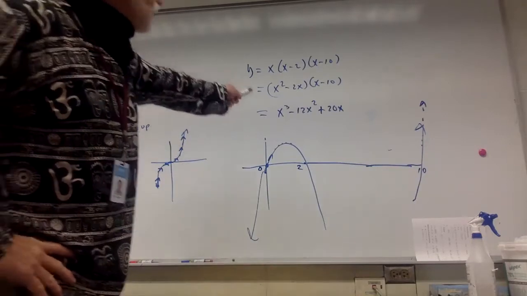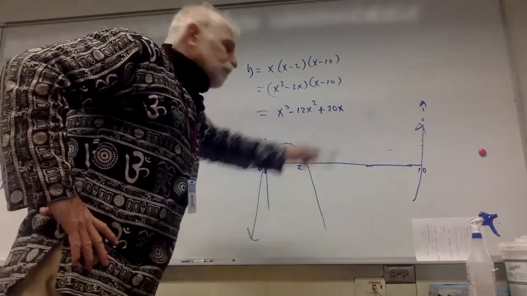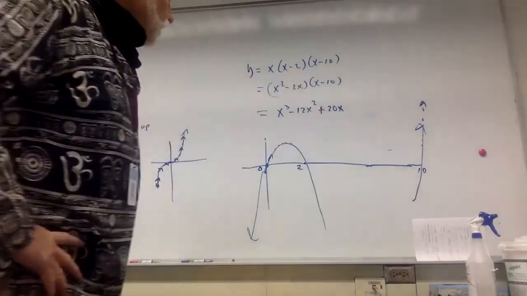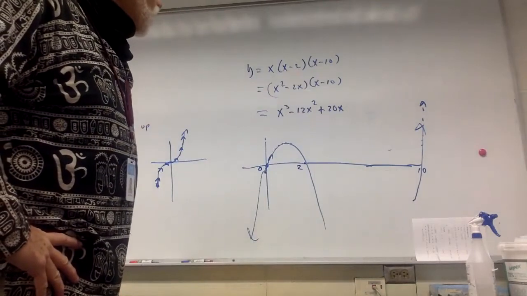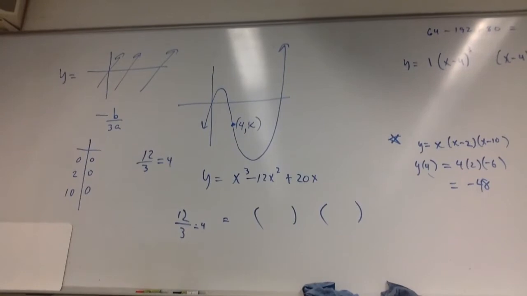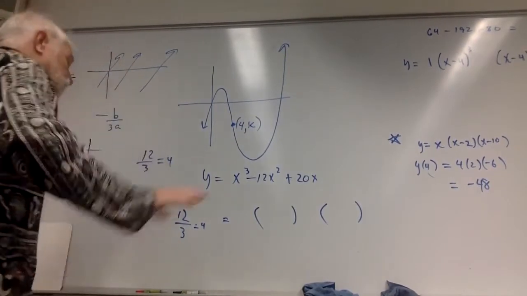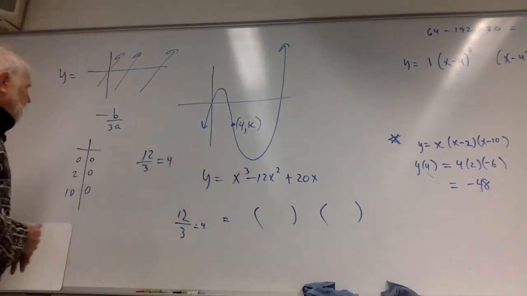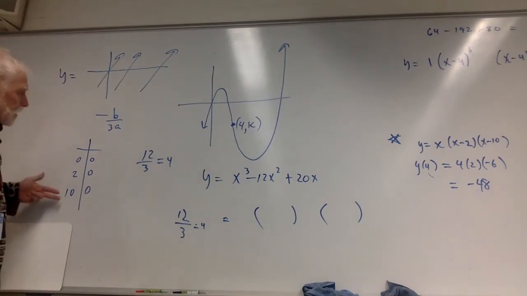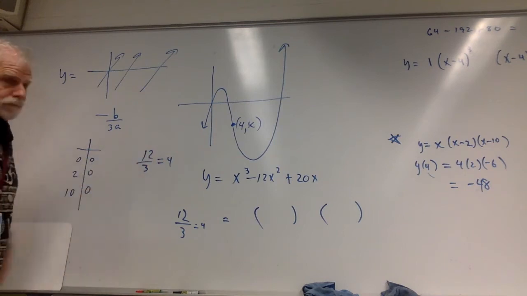So I multiplied this out. X cubed minus 12x squared plus 20x is the factored form multiplied out. All right. And so now we're turning our attention over here. Again, we want to consider minus b over 3a. We saw why minus b over 2a was so important in the quadratic. So now we're looking at the roots 0, 2, and 10. The average of those is 4.